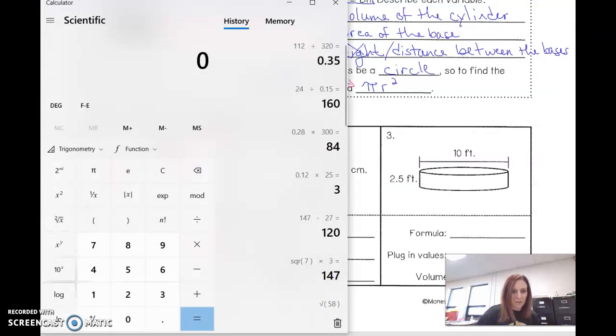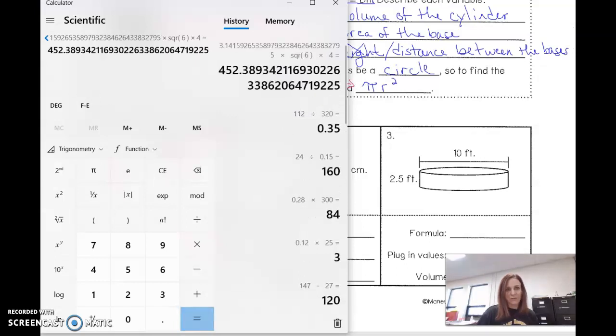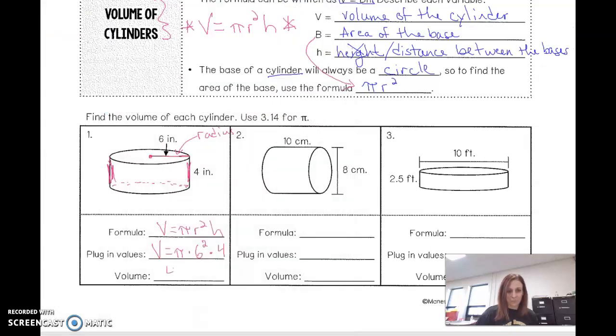So I'm going to go pi times 6 squared times 4. And we get 452.3839, we'll say. We'll just round it to the tenth: 452.4. I will tell you that if you use 3.14, you get something like 452.16. There is a difference, but that's a rounding error, not a big deal. I can still tell if you did it right or not.